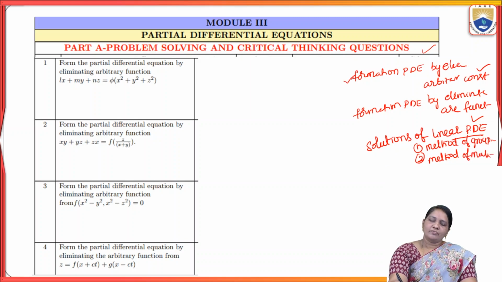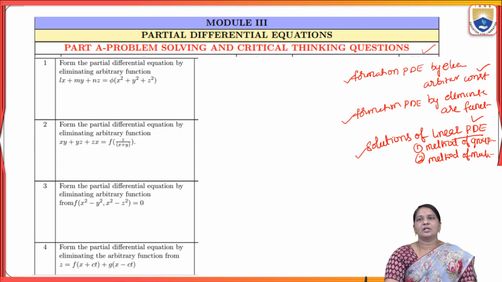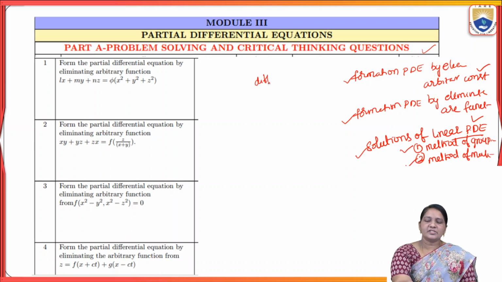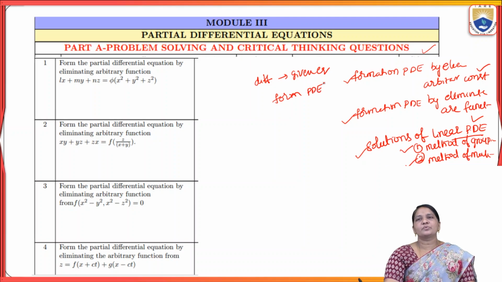So here we first form the PDE by eliminating arbitrary constants and arbitrary functions, and we solve those equations using the linear Lagrange's equation form by the method of grouping and the method of multipliers. To eliminate arbitrary constants or arbitrary functions, we differentiate the given equation, and by using those equations we can form the PDE. After simplification, we get the PDE. This is the procedure we follow for forming a PDE.